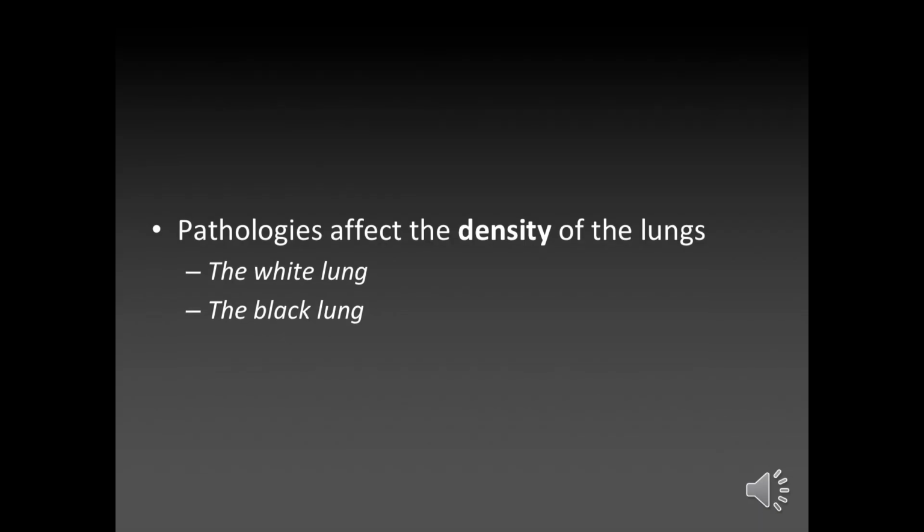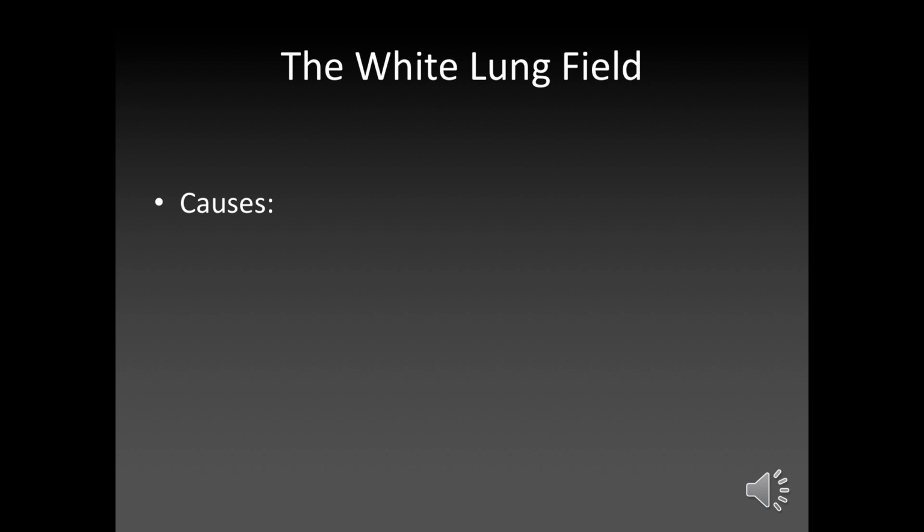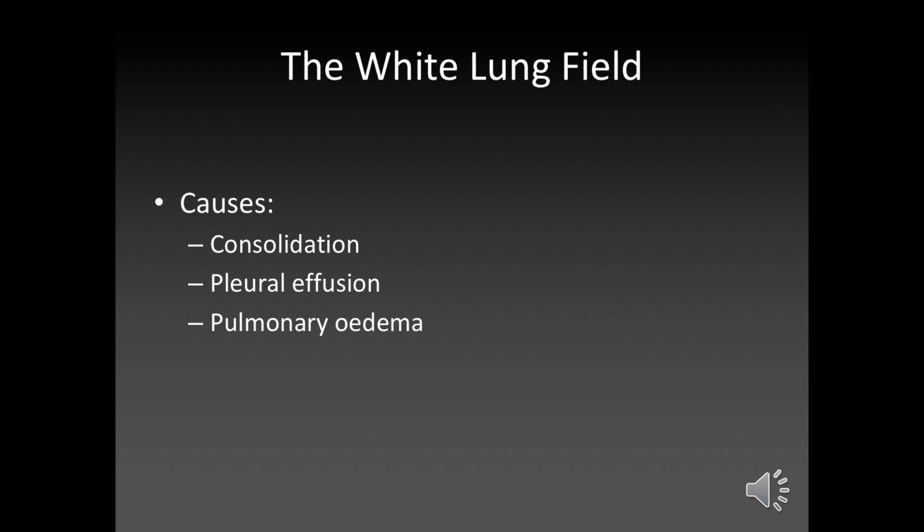So pathologies affect the density of the lung, and as you said before, things are either too white or too dark, and that's especially true of the lung. So the white lung field, the main causes of it are consolidation, and we'll come on to what that means because it's often used, but I think often people don't really understand what it means, and I didn't, certainly. Pleural effusion, which is fluid in the pleura, and pulmonary edema, which is fluid in the lungs.